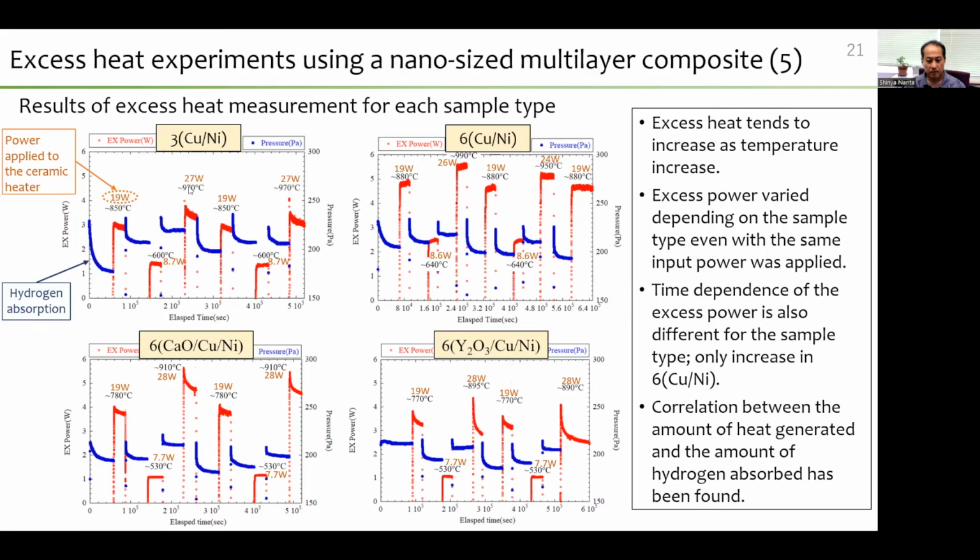And the time dependence of the excess power is also different for each sample type. For the sample with 3 sets of carbon-nickel layers, the excess power decreases gradually here, but for the sample with 6 sets of carbon-nickel layers, the excess is gradually increased. So this increasing behavior was only found in the 6 sets of layers. And there is a correlation between the amount of heat generated and the amount of hydrogen absorbed. So these are the results they obtained.